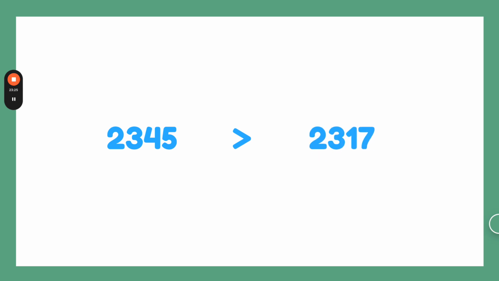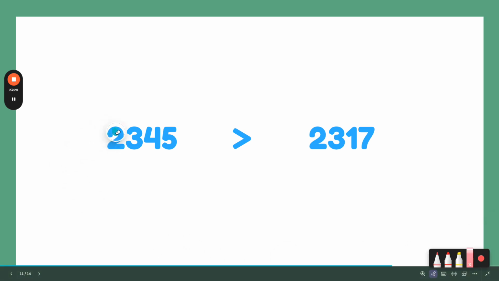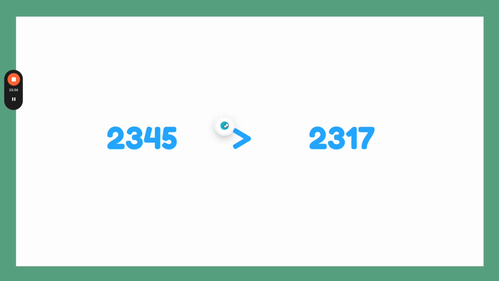So if we wanted to write this using the symbols, we would write 2,345 is greater than 2,317 because both numbers each have 2,000s and 300s, but the difference applies where we look at the tens column, where this number has 4 tens and this number has 1 ten. Because we're looking for the bigger number between the two, we need to find which is more, 4 tens or 1 ten, and obviously 4 tens is more than 1 ten, which means this will be our bigger number between the two. So 2,345 is greater than 2,317.